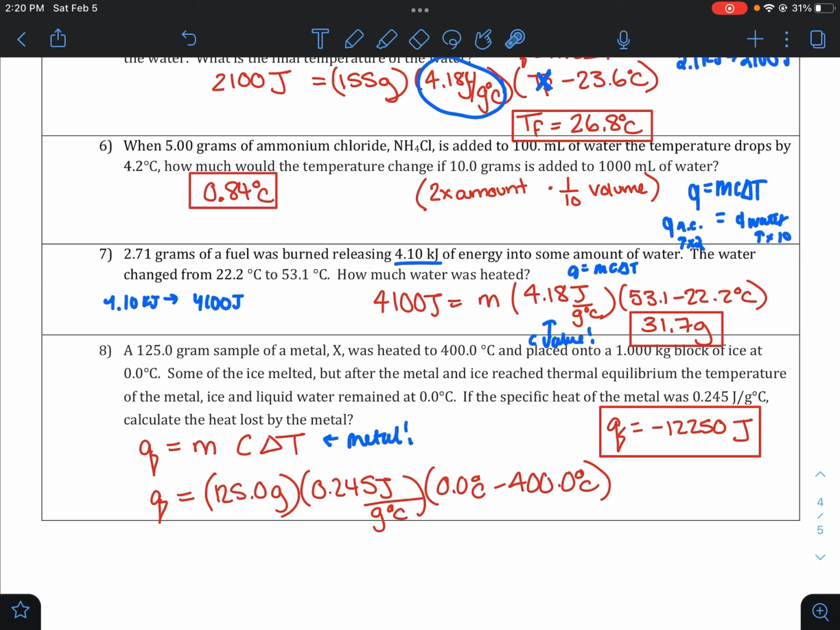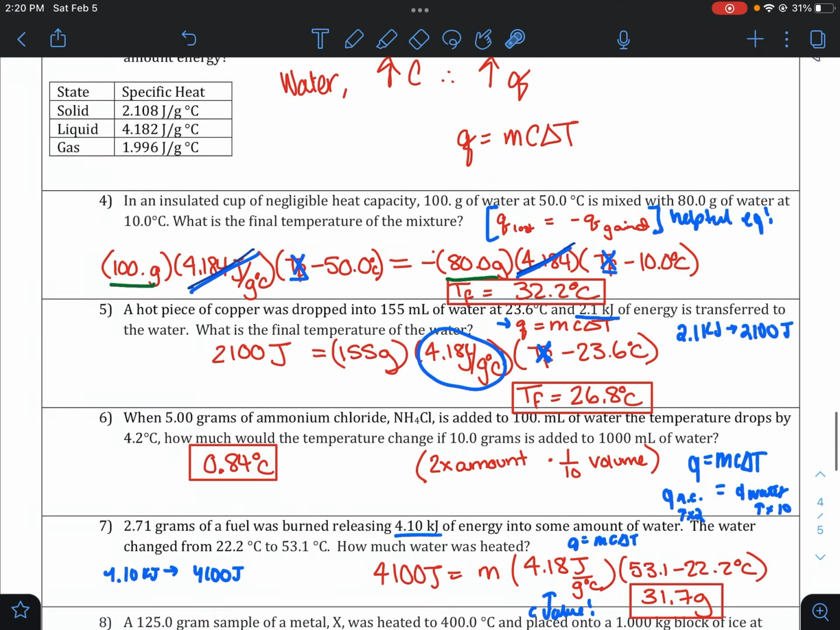So that's the unit here. Again, it's pretty much the same 2 versions of this. It's either a straight Q equals MC delta T, or it's going to be Q lost is equal to Q gained, and we put both of our systems equal to each other.